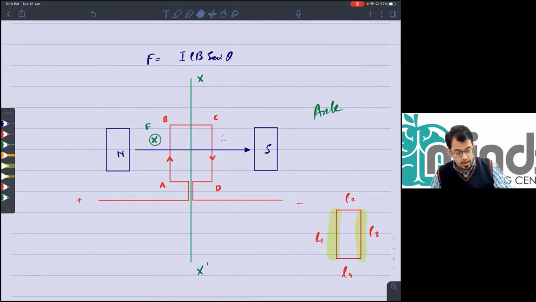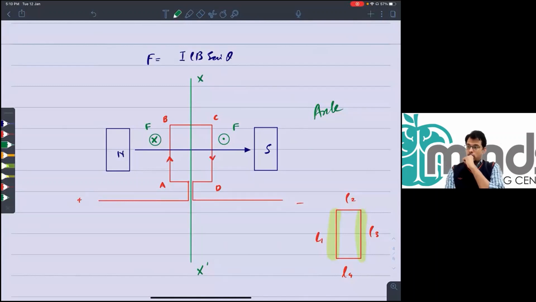By the way, I hope all of you are getting it. The force here will be actually out of the board. How many of you are getting it? That force on side AB is into the board and force on side CD is out of the board. Sir, could you repeat that because I did not get that point? About into and out. Okay.